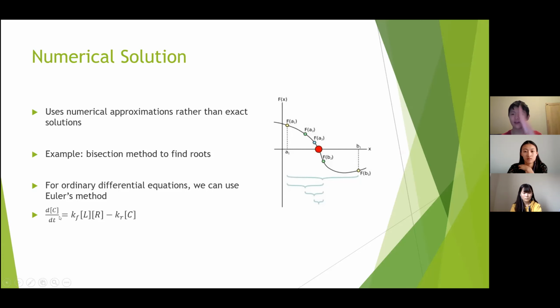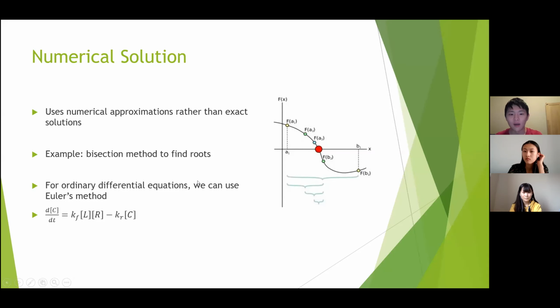So you can find the very start of the slope, and then you pretend that that slope just doesn't change over a very short interval. And after that short interval, you recompute the slope based on what you then know about the ligand, receptor, and complex at that point in time. And you just keep going until you approximate it over the time interval that you're interested in.